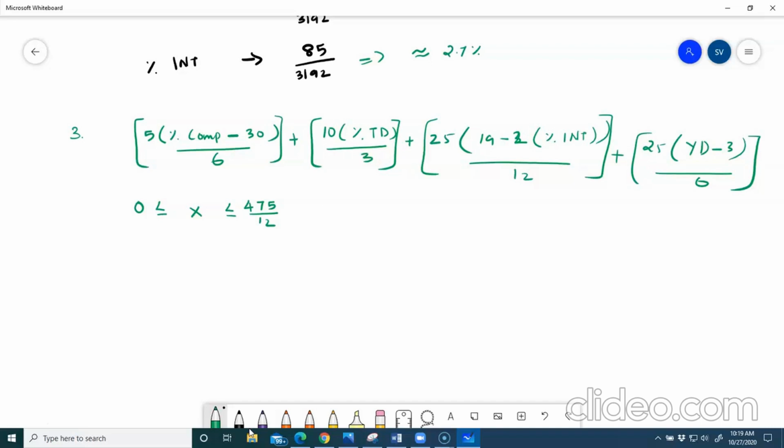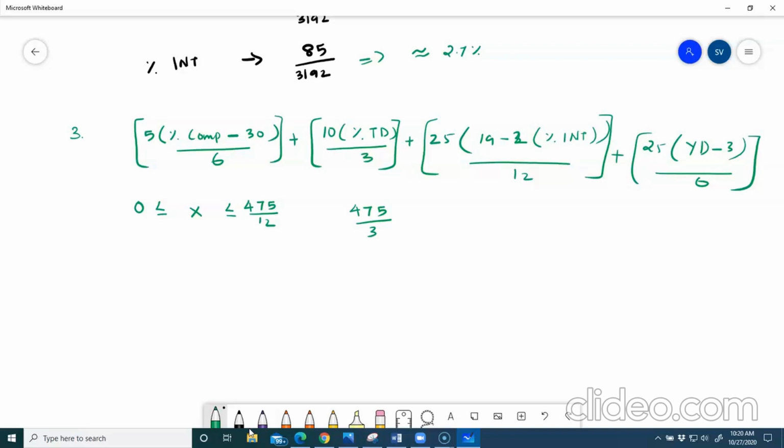And another thing is the maximum rating that we can provide. The maximum rating of a particular item we can provide is 475 over 3. There is no number or figure after this one. So let me do the problem.